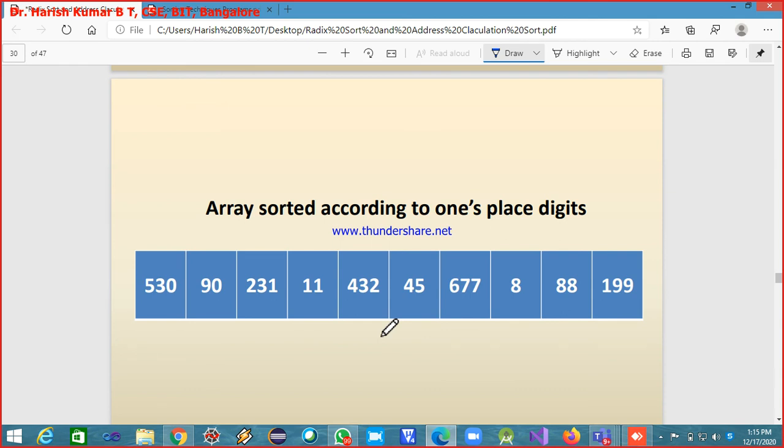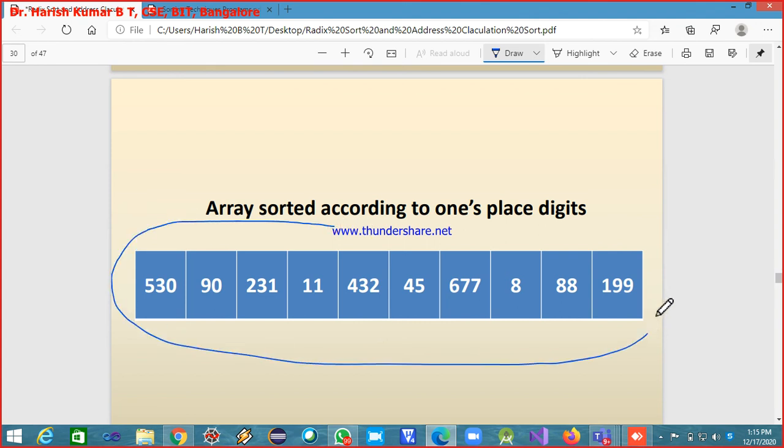Now the final array which you get as output from the first iteration is sorted according to the ones place. So just keep observing the ones place now. Don't look into the tens place and hundreds place; focus only on the ones place. So this is 0, 0, 1, 1, 2, 5, 7, 8, 8, 9. So we have this sorted on the ones place digit.